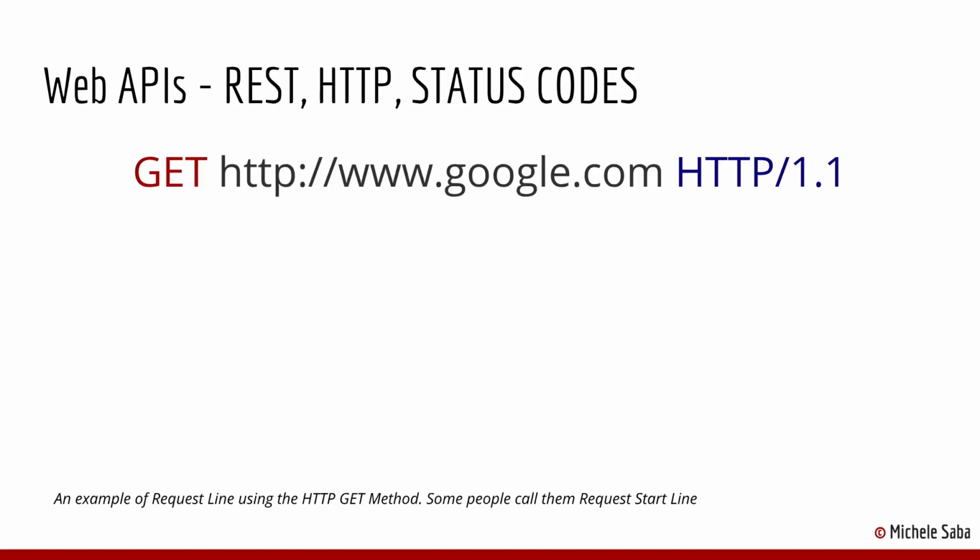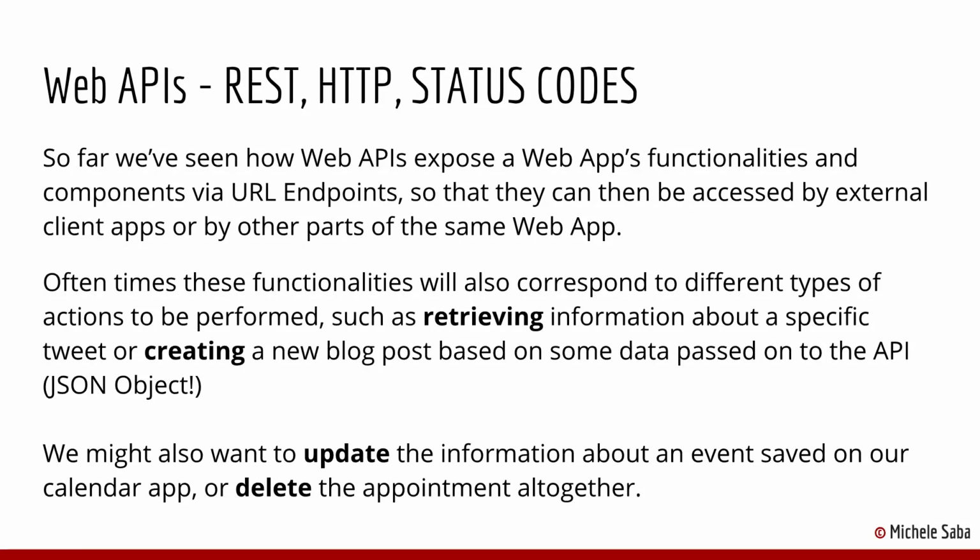This is an example of a request line using the HTTP GET method. Some people call it the request start line, okay? Both are okay to use. We got the method, in this case GET, then we got the URI, which is basically the identifier of the resource, the URL, in this case the homepage of Google, and then we got the protocol, HTTP, and the version, 1.1.